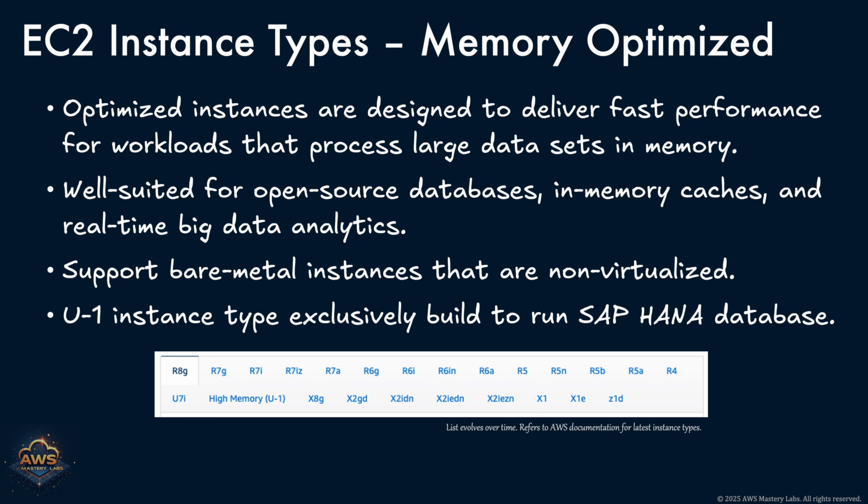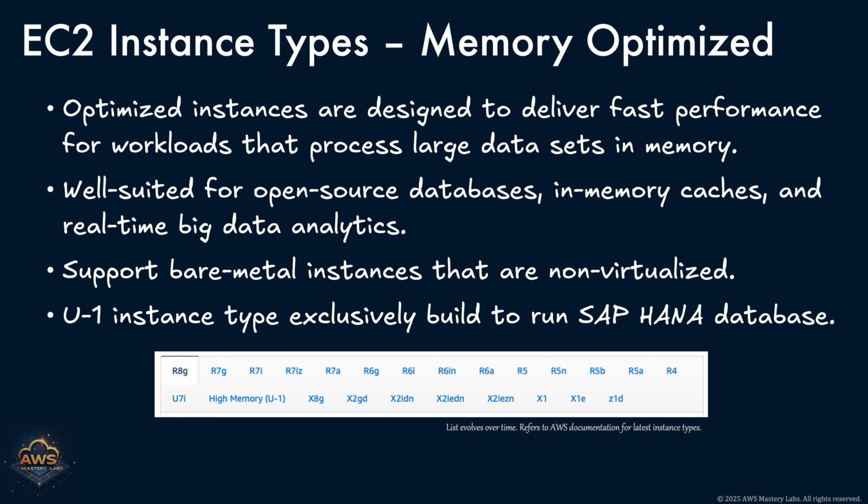Memory-optimized instances are engineered for workloads that require high memory capacity and bandwidth, delivering fast and efficient performance when processing large datasets in memory. These instances provide a higher ratio of memory to vCPUs compared to general-purpose or compute-optimized types, making them ideal for memory-intensive applications where performance is directly tied to how much data can be stored and accessed in RAM.